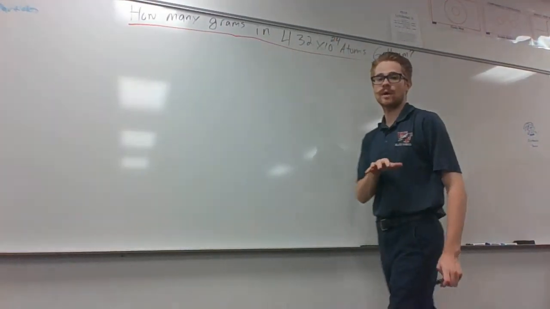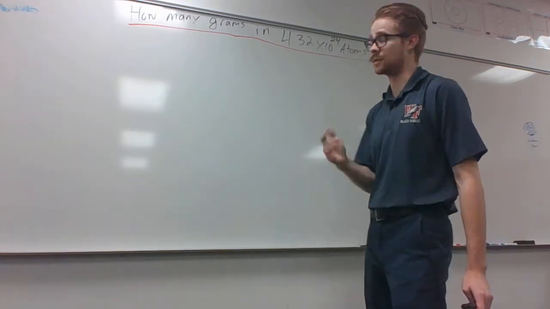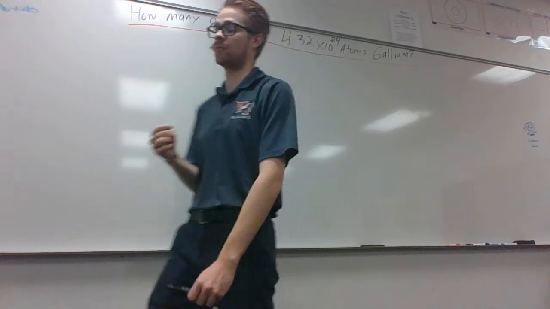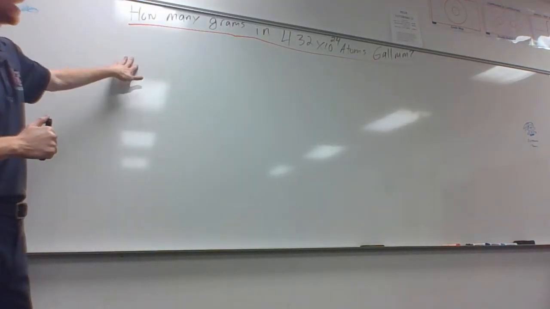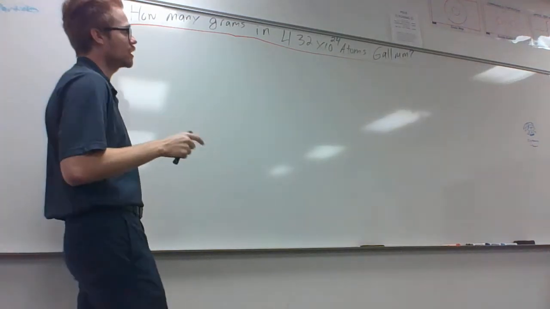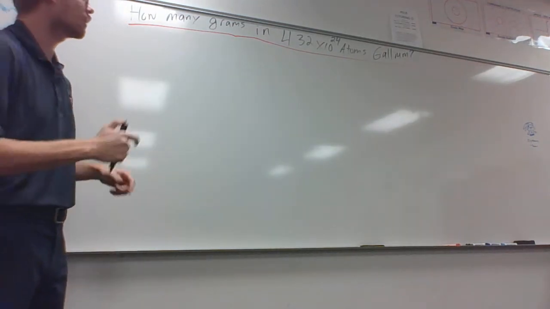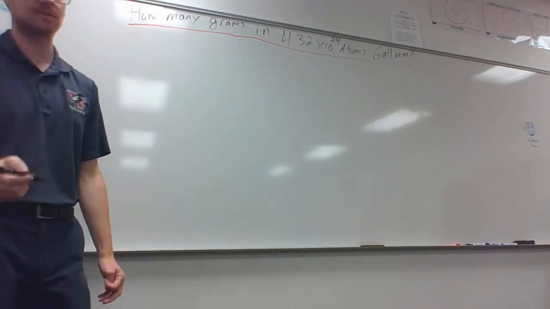Okay, so let's go ahead and look at how to do the opposite, essentially. We're going to look at going from atoms to grams, all right? Instead of going from grams to atoms, we're going to work the opposite way. So how many grams are in 4.32 times 10 to the 24th atoms of gallium?